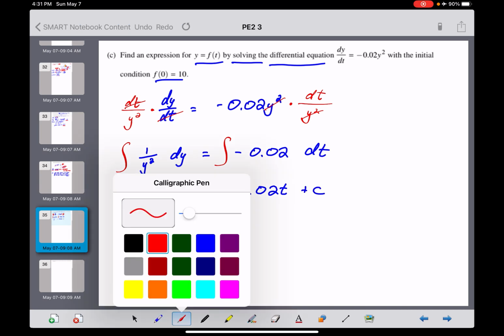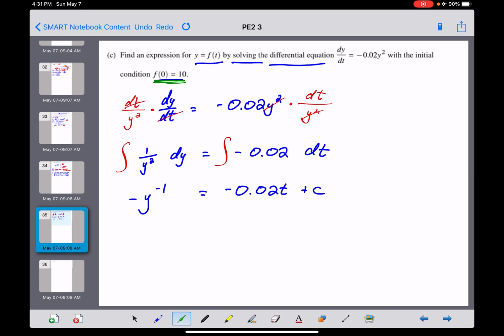This is where I always like to hit pause, and we're going to use the initial condition to solve for c. So what do we have on the left-hand side? This is negative 10 to the negative first power equals negative 0.02 times a t value of 0 plus c. Oh, so that all just goes away. And we end up with c equals negative 1/10 there, guys. I kind of like it that way as a fraction. I suppose we could write it as a decimal too. I guess we had a decimal already on the right, so maybe I should have left that as negative 0.1.